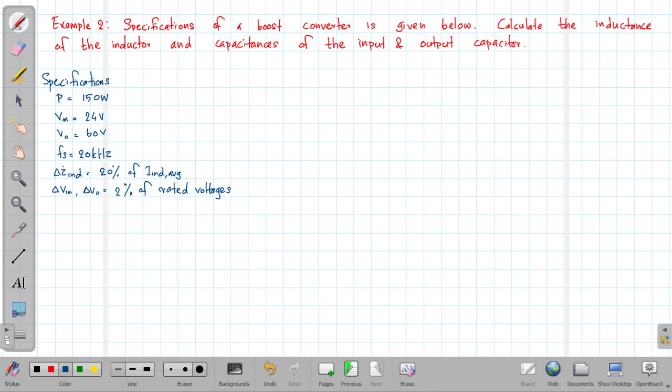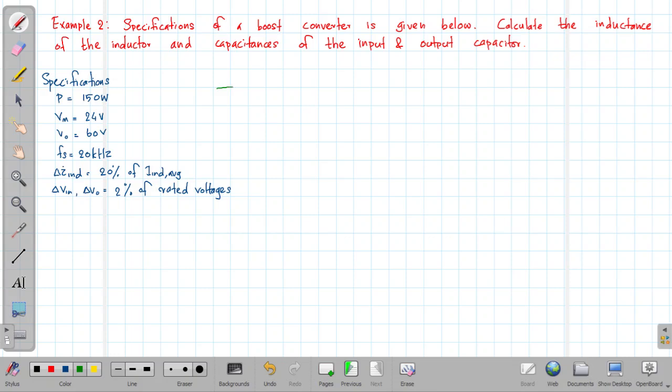In this video lecture, I am going to discuss another example of a DC to DC converter. The specifications of a boost converter are given below, and you need to calculate the inductance of the inductor and the capacitance of the input and output capacitors. So that's the question. We will work out this example.